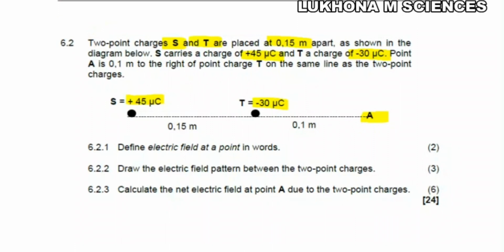Okay, the first question says define electric field at a point. Electric field at a point is defined as the force experienced per unit positive charge. Electric field at a point is the force experienced per unit positive charge. Draw the electric field pattern. So this one is positive, this one is negative. There is a force of attraction.